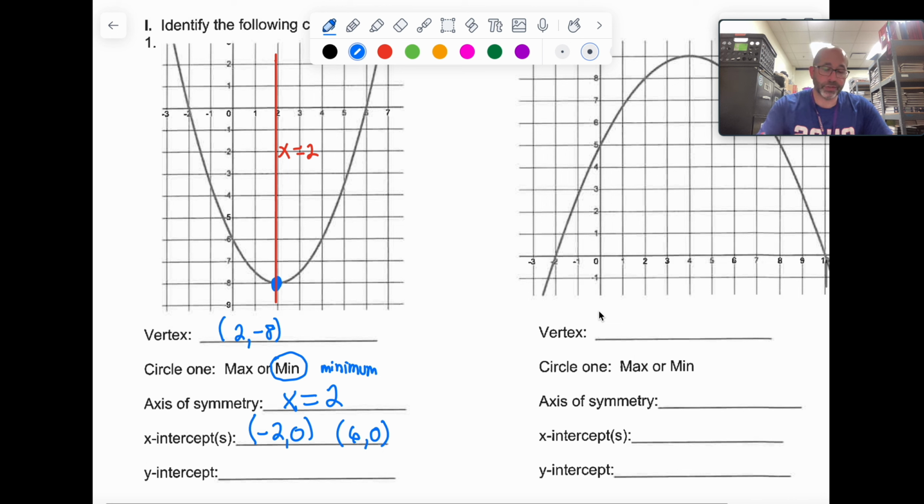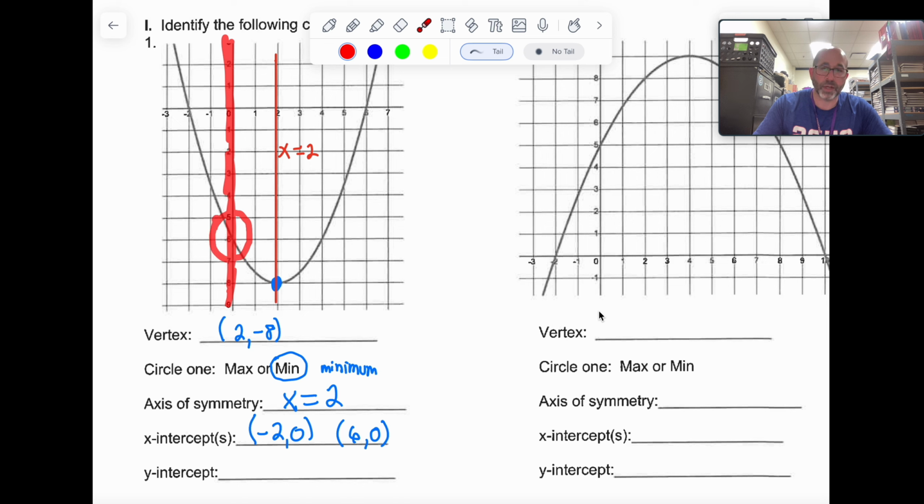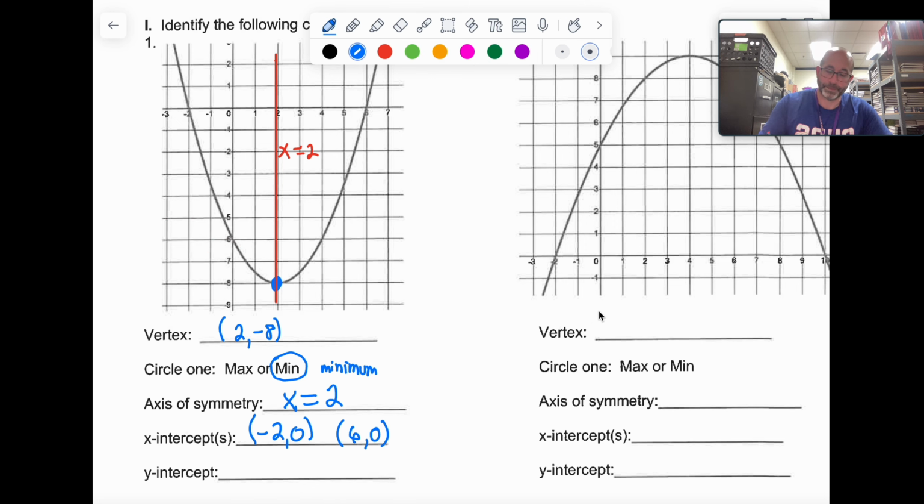The y-intercept is the coordinate where my graph runs into the y-axis. When we look at our y-axis, it's this axis that goes up and down, and we can see that it runs into my y-axis right at this point right here. That point where they run into each other is the coordinate 0, negative 6. So this is my y-intercept.